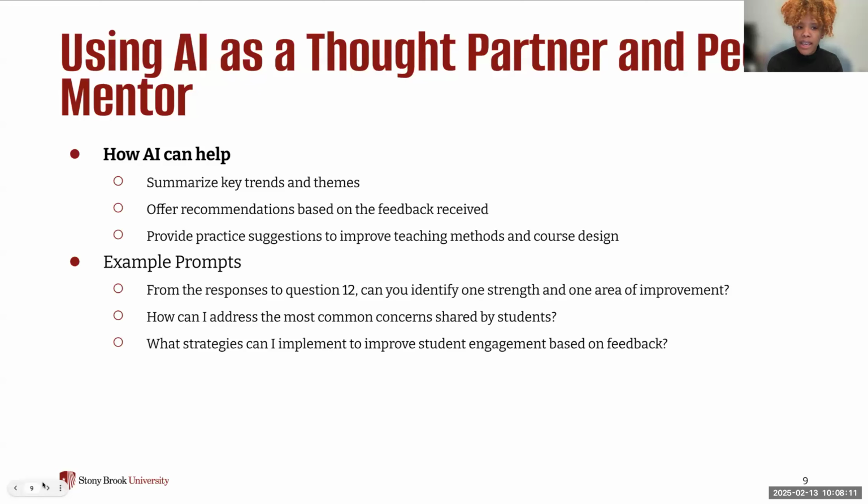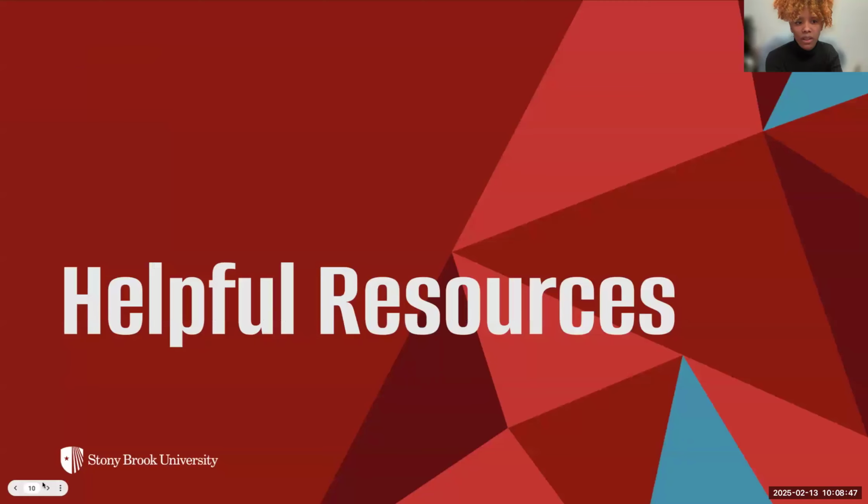You can also ask for recommendations on improving teaching methods and course designs. And when you are putting this into ChatGPT or Microsoft Copilot, be really specific about what you want. Have AI identify your strengths and areas of improvement based off of questions, or summarize students' comments and address those trends. It's also really helpful to incorporate and add your syllabus or course design to AI so it can tailor its response based off of the courses that you're teaching.